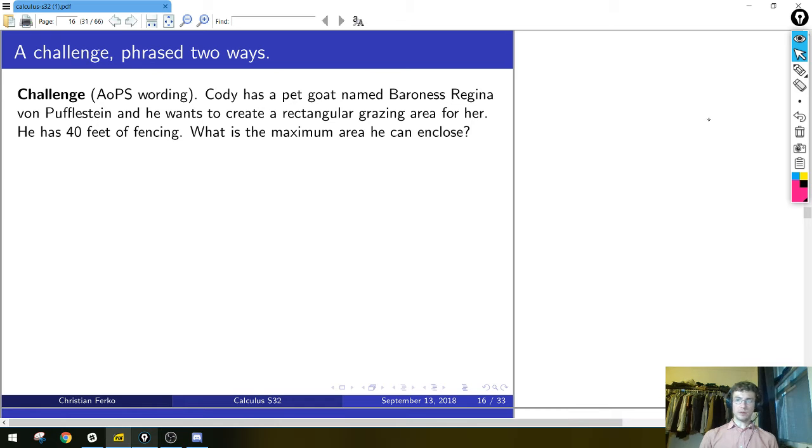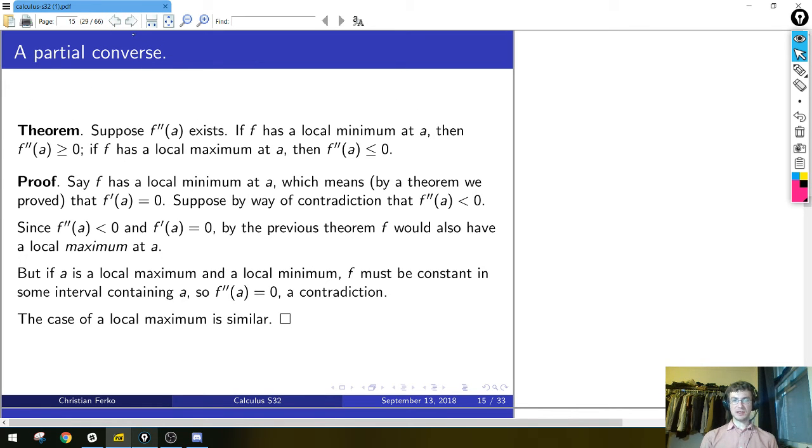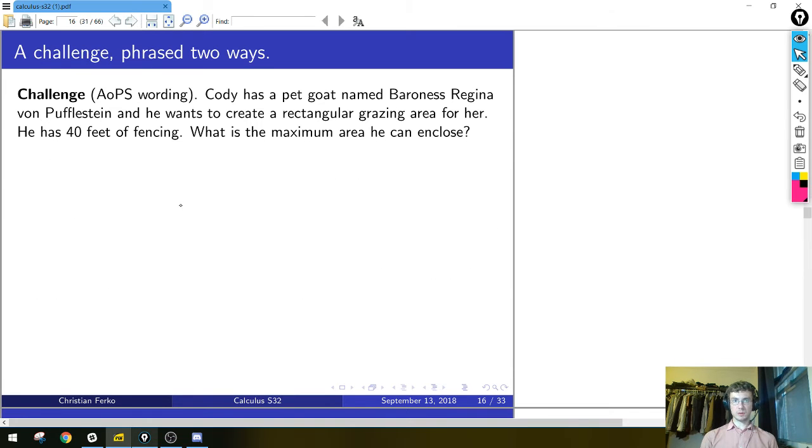All right. Well, fine. So since that's the last optimization thing we need, let's do a couple problems. So the first one, this problem appears basically identically except for wording in both Art of Problem Solving and Spivak, and I think it's funny to examine the difference.